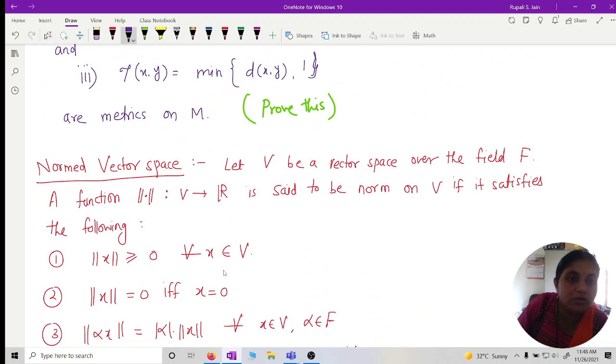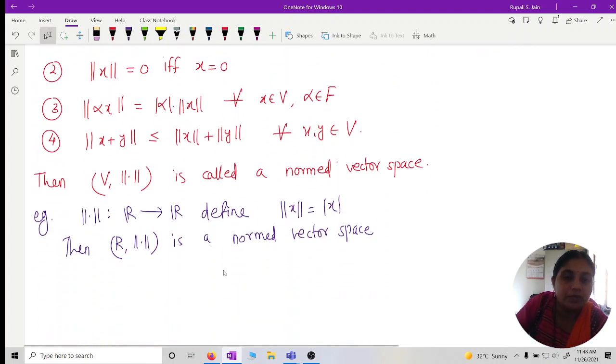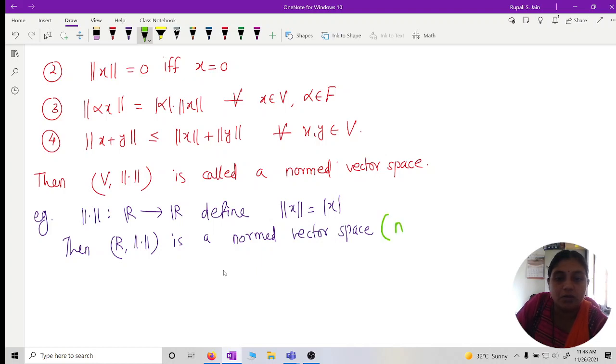Normed vector space or normed linear space is one and the same. Linear space, vector space is the same. Normed vector space or normed linear space, we will use the short form NLS.